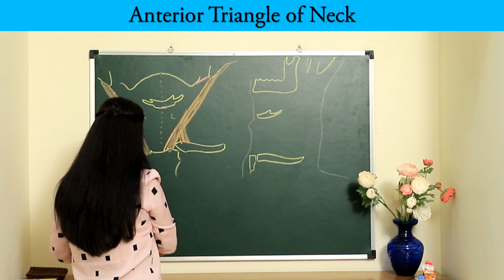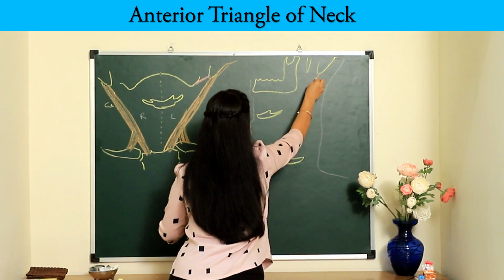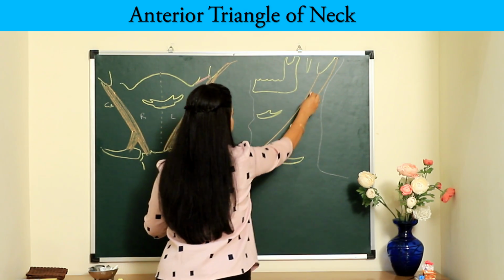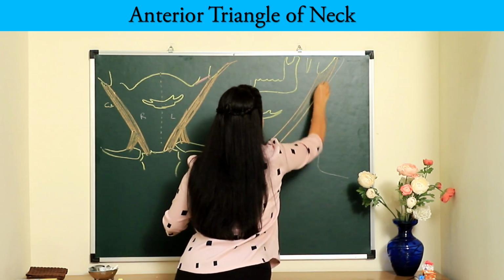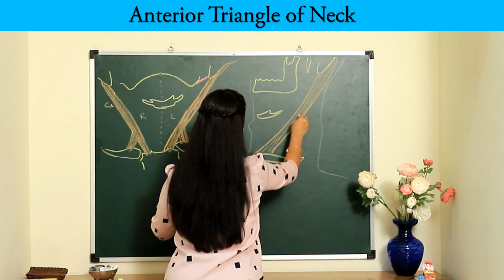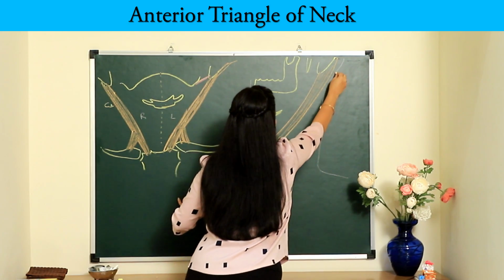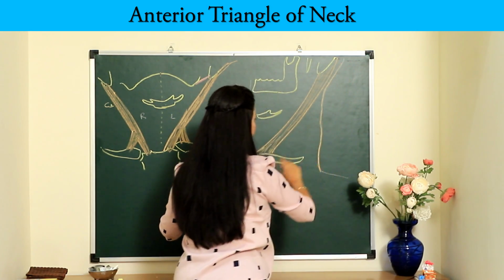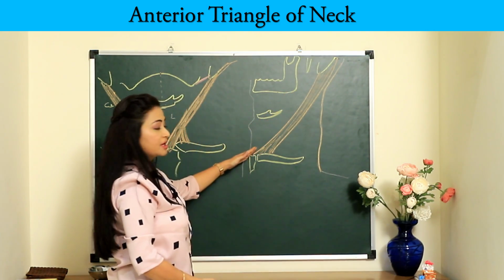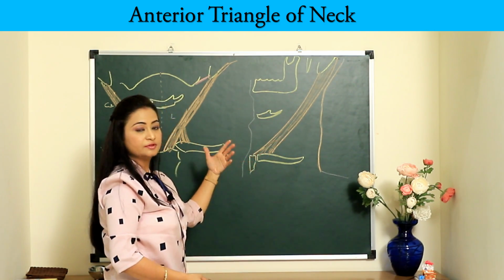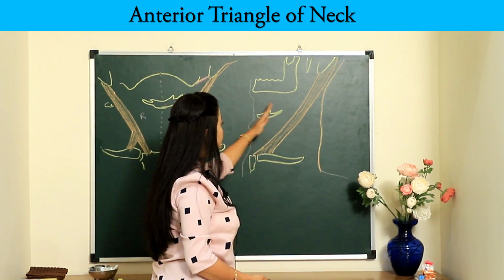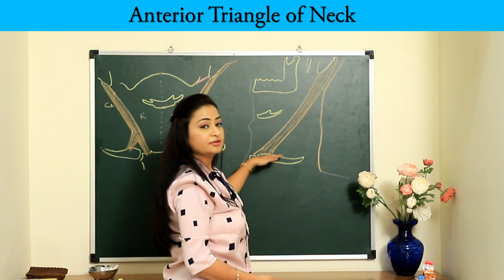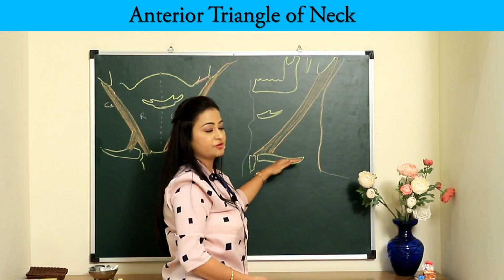Now here again we have the sternocleidomastoid muscle. And we should know that this is where the trapezius muscle lies, and hence the sternocleidomastoid is dividing this entire side of the neck into two regions. The whole thing lying in front of it is the anterior triangle, and the region lying behind it is the posterior triangle.